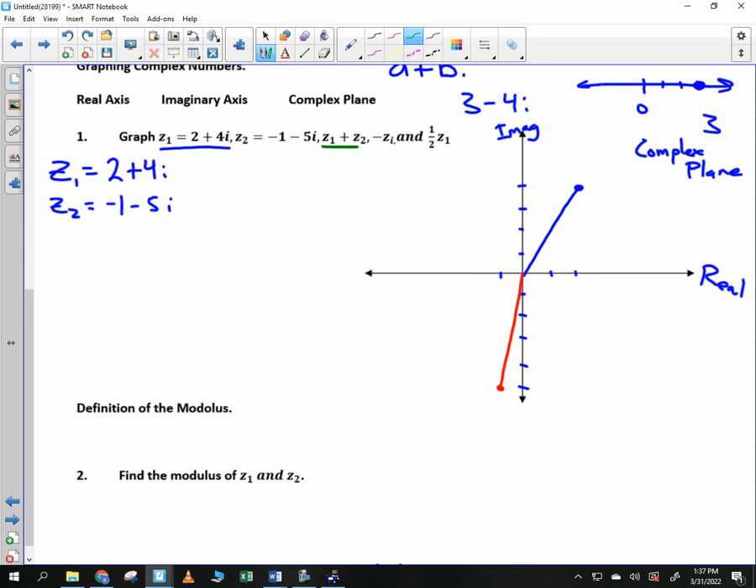Now, let's graph z sub 1 plus z sub 2. I'm going to take z sub 1, which is 2 plus 4i, and add that to negative 1 minus 5i. Can anybody tell me what I get when I add those 2 expressions together, Dr. Luke? 1 minus i. Which quadrant will that be in? The 4th quadrant.